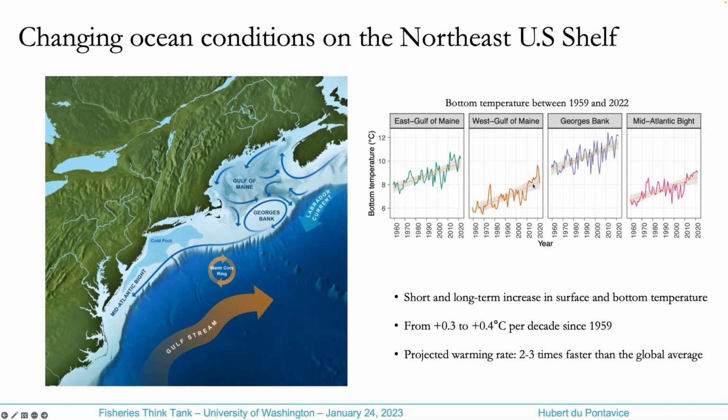One of the drivers of this recent enhanced warming on the shelf is a northern shift of the Gulf Stream, which started around 2008, 2010. And regarding the projections, a recent study based on a high-resolution global climate model suggests that the warming rate will be 2 to 3 times faster than the global average.